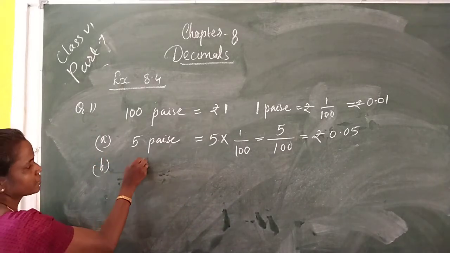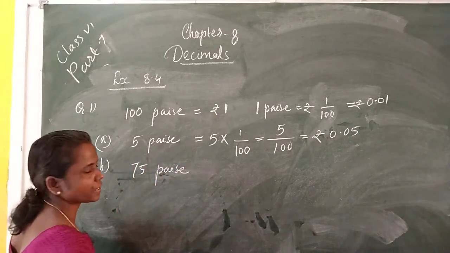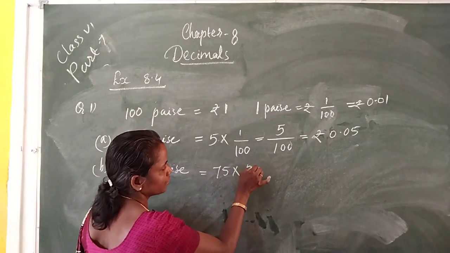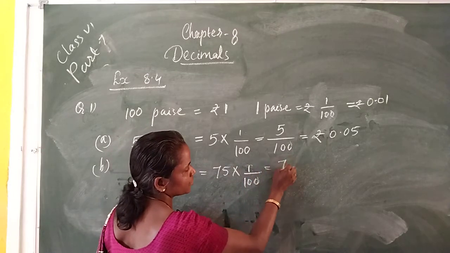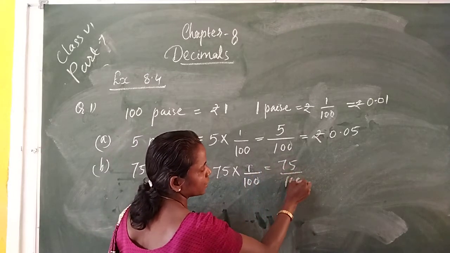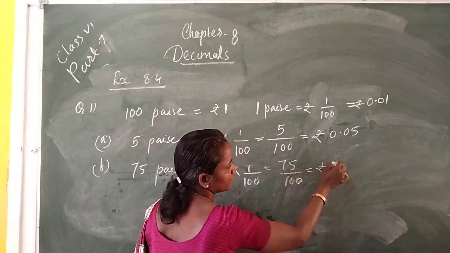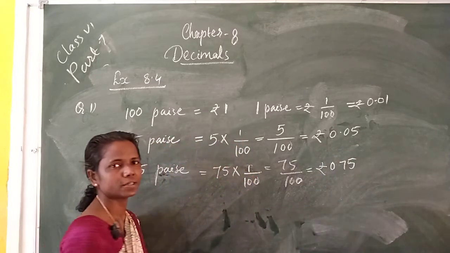Then next, 75 paisa. B, 75 paisa. So we can write 75 into 1 by 100 is equal to 75 by 100 is equal to how many rupees? 0 decimal 7 5. Is it clear?